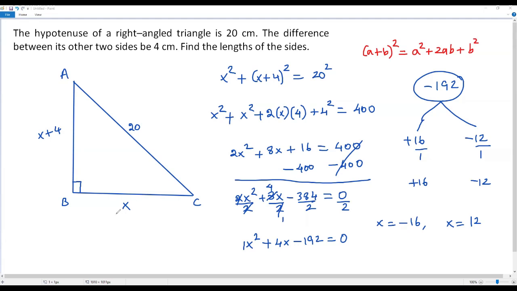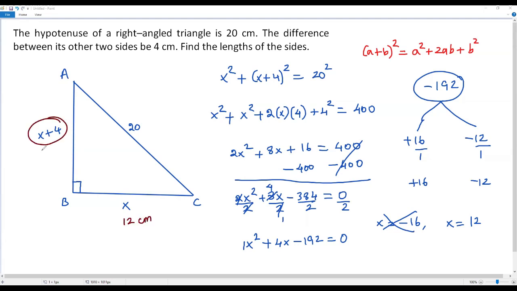But x represents one of the sides of a right triangle over here. So the length of the side of a triangle can never be a negative value. So we can reject this one. So we conclude that x equals 12, that is 12 centimeter. So this side is 12 centimeter.